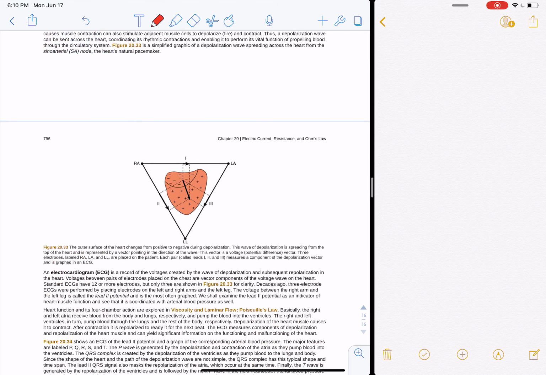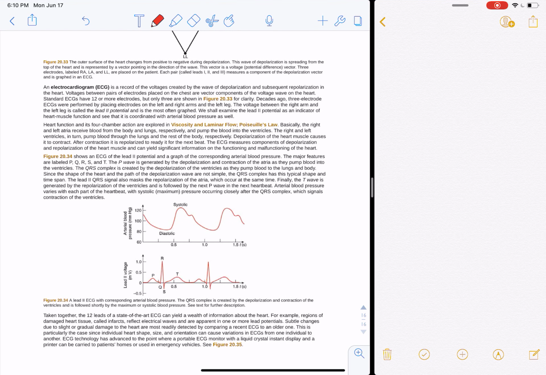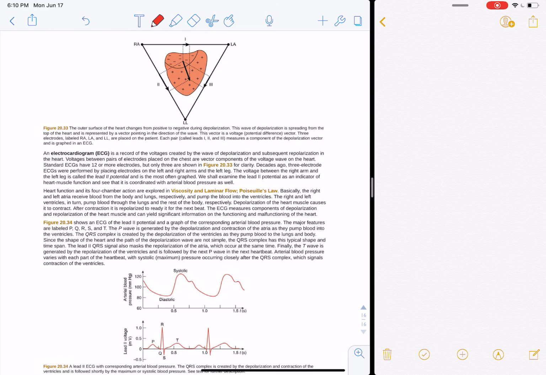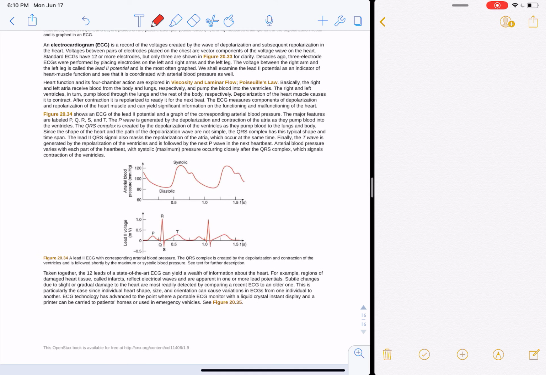Continuing on, electrocardiograms. So it's ECG. The new Apple Watches can do this. You put your fingers on there, and what it's trying to do is measure the electrical currents. It's kind of amazing that it can do that.